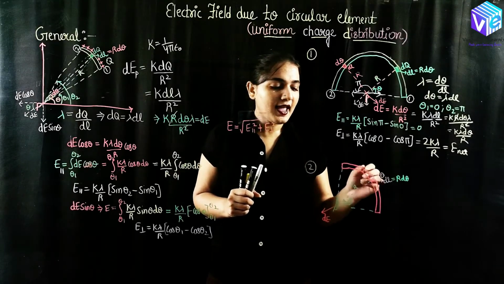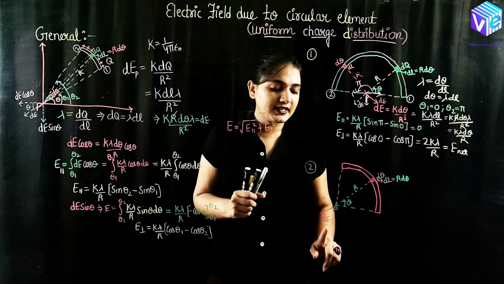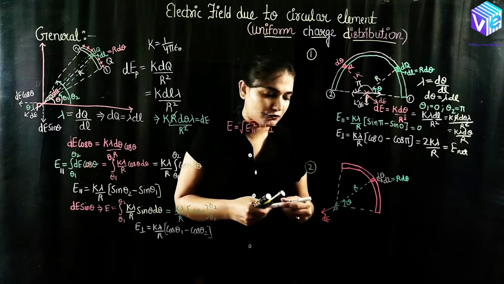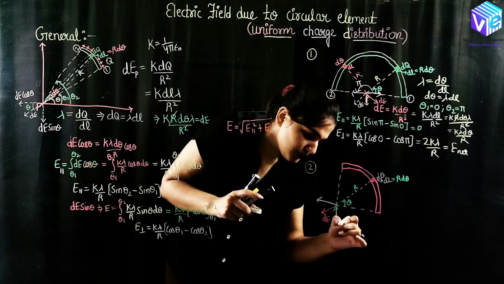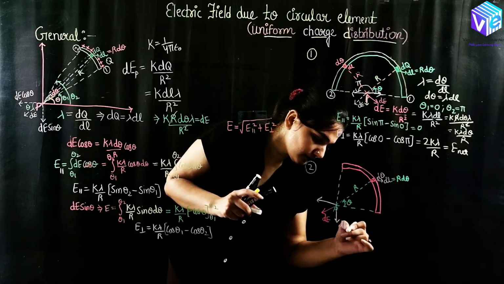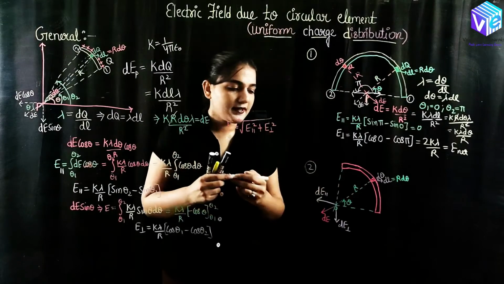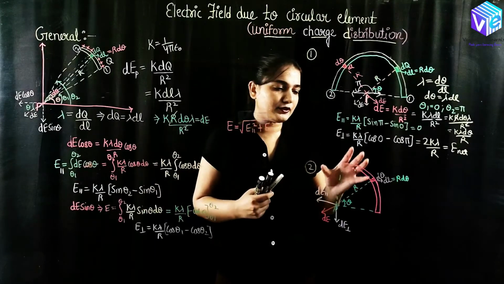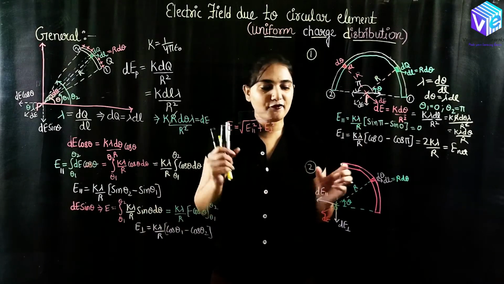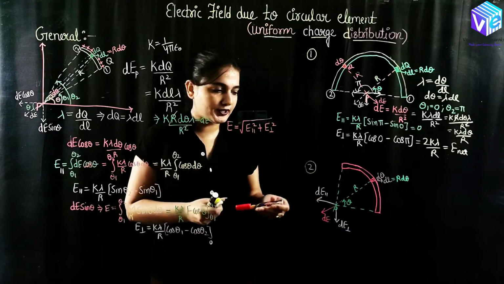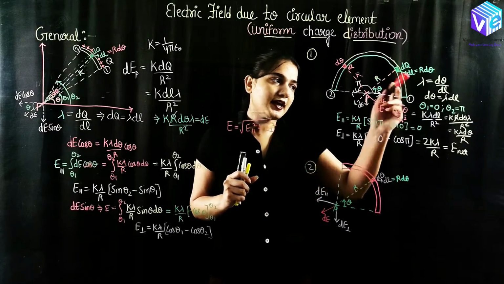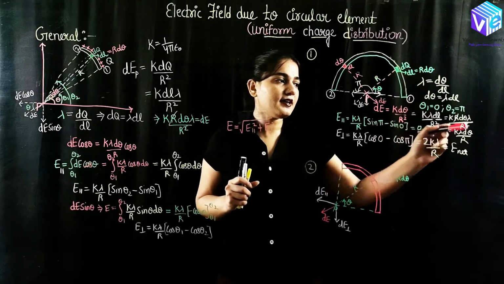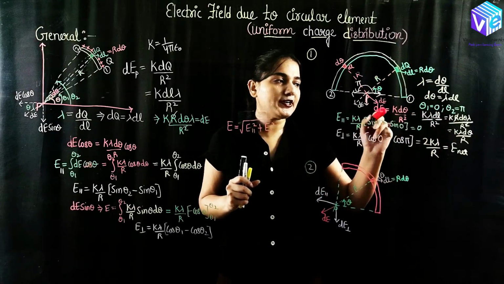Okay, so here any component of this dE will not get cancelled out. So here if I resolve the component, this is my dE parallel and dE perpendicular. Now I will be using the same formula and I will be finding out what are my dE perpendicular and dE parallel.